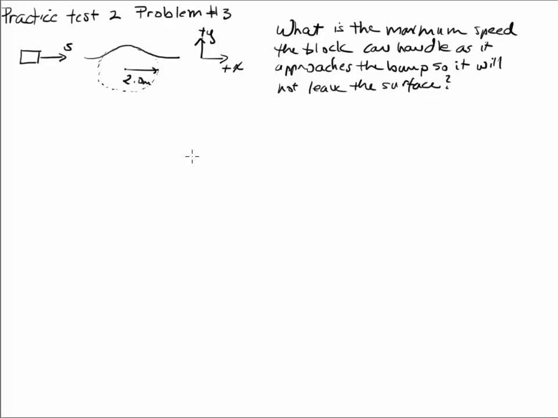All right, we got a velocity of an object moving on a hill or a bump. As it rounds the top of the bump, the question is, what's the maximum speed it can have without leaving the surface? We assume at the very top that the object is in uniform circular motion and that the velocity in this case is a constant.